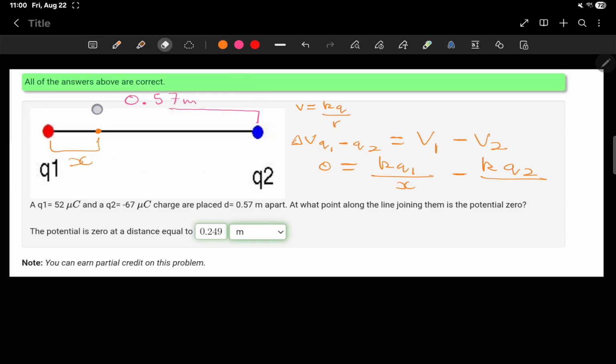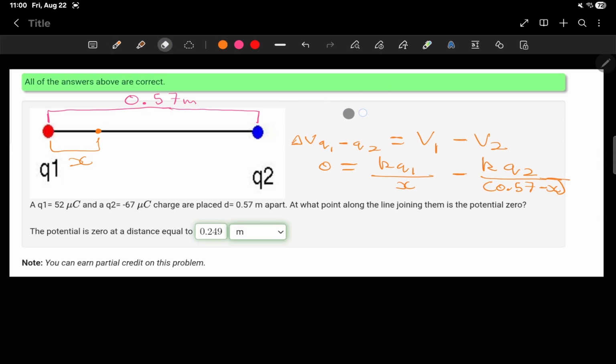So as you get rid of the distance x, when you subtract x from 0.57, you get the remaining distance between Q2 and that point. So it's going to be 0.57 meters minus x. That's the radius for Q2.